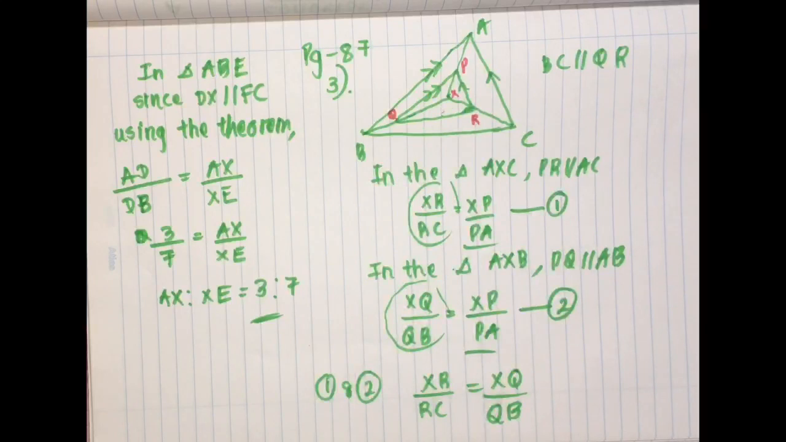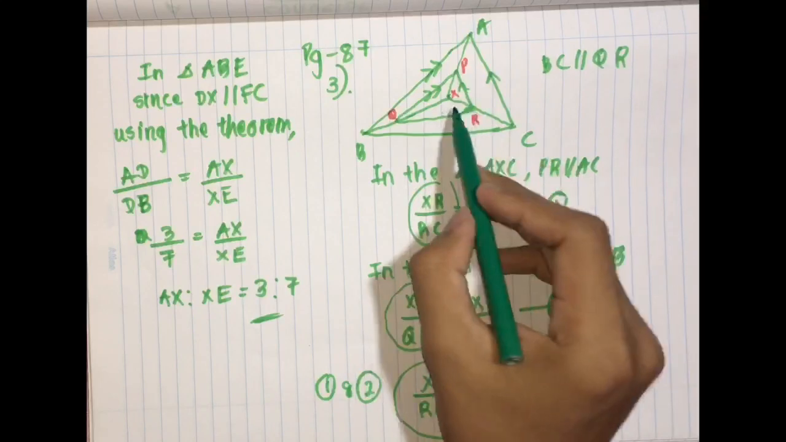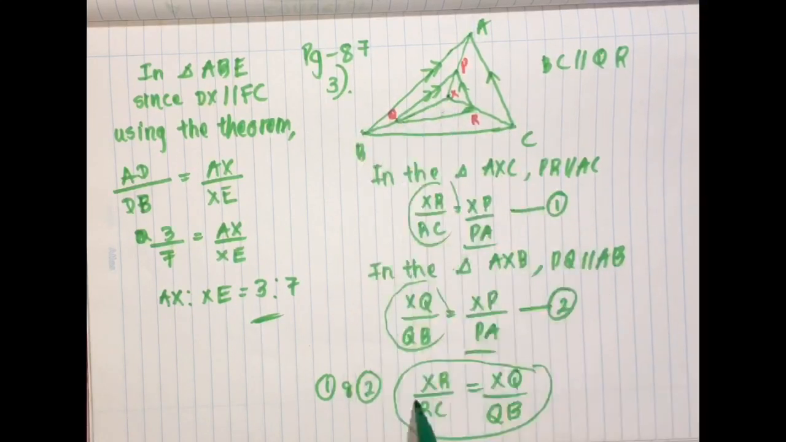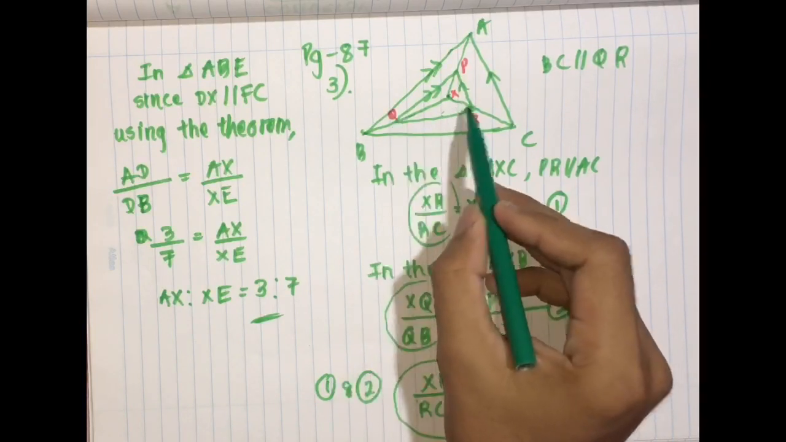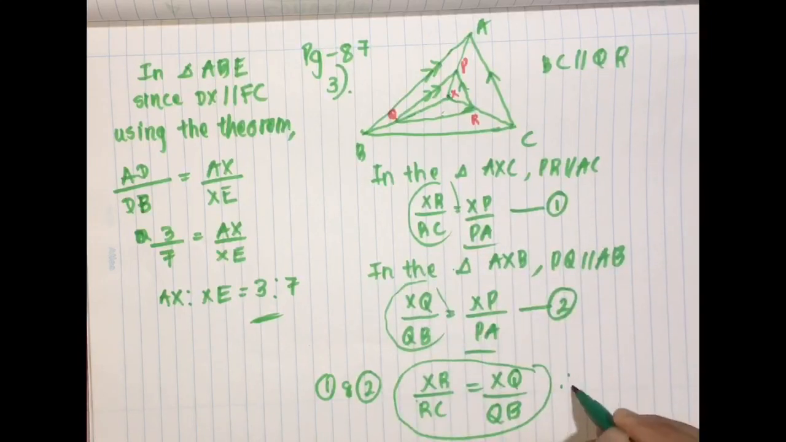Now you can use the converse theorem. According to this answer, these two sides are in the same proportion; their ratios are equal. What was the converse theorem we studied? If the two sides of a triangle are in the same proportion, then that line is parallel to the third side. Therefore, using the converse theorem, you can say that QR is parallel to BC. Is that clear?